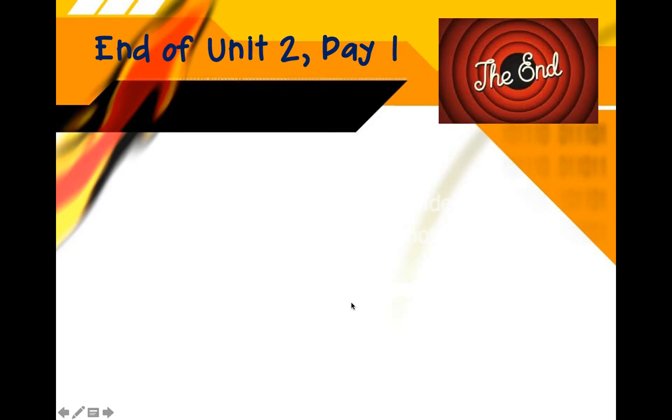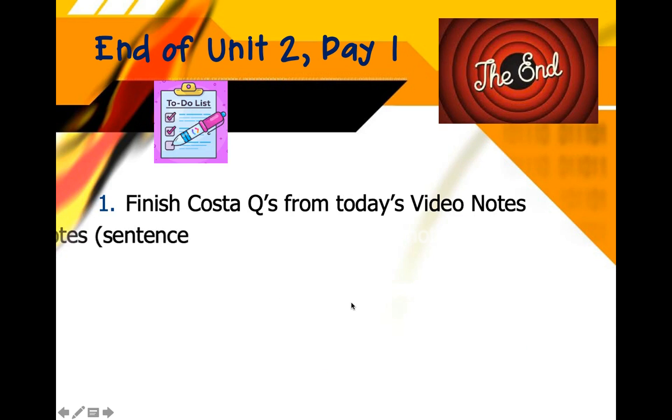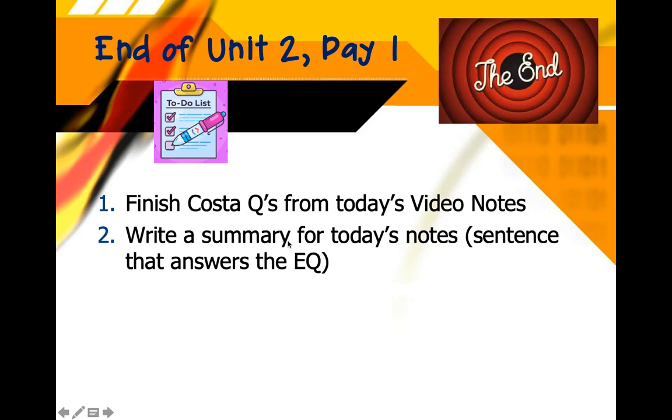All right, that brings us to the end of our first day of this new unit. So here's the things I want you to do. Go back and finish any Costa questions, and then write your summary for today. And remember, the summary should be a sentence that answers the EQ. And the EQ for today is what's the difference between atoms, ions, and isotopes.